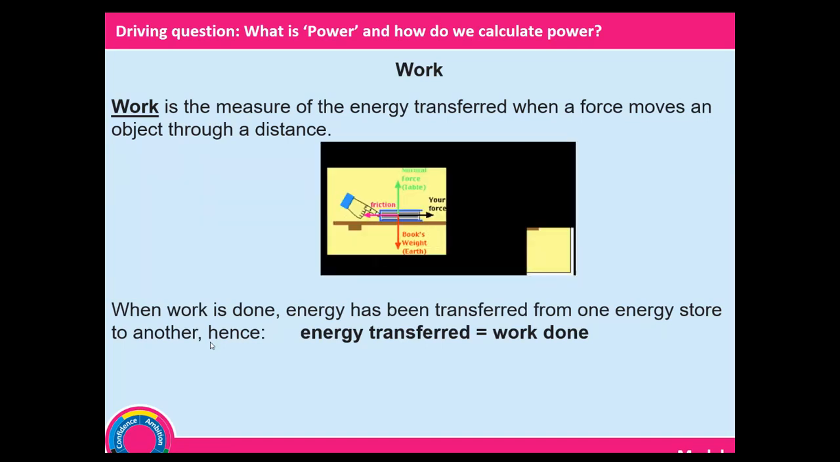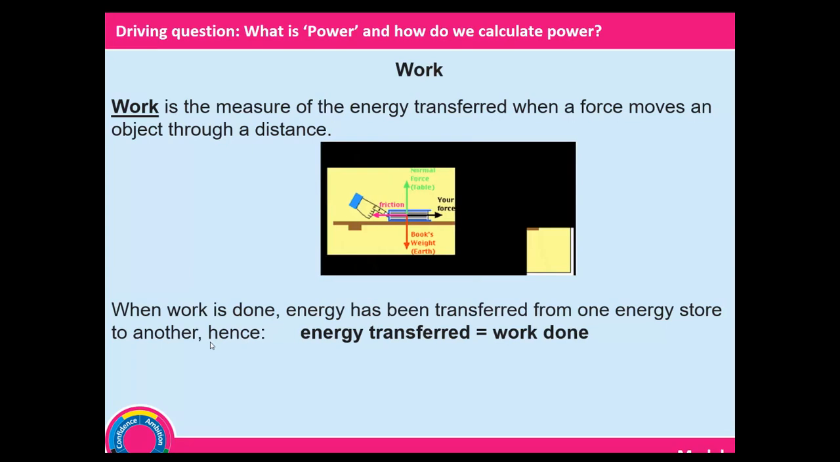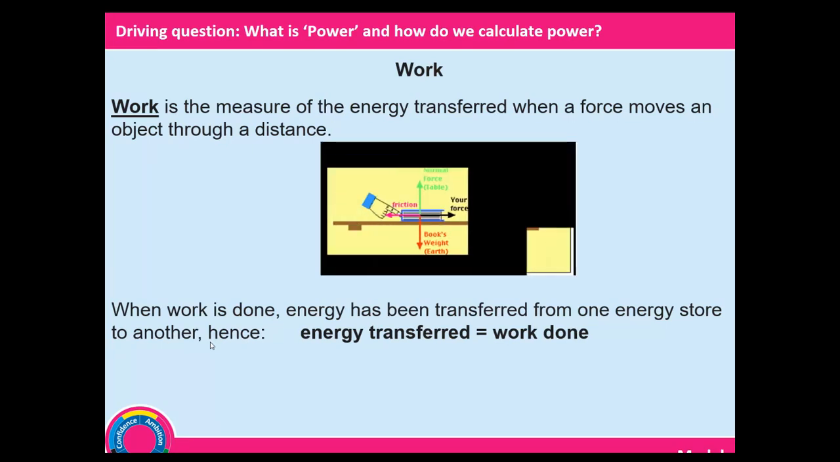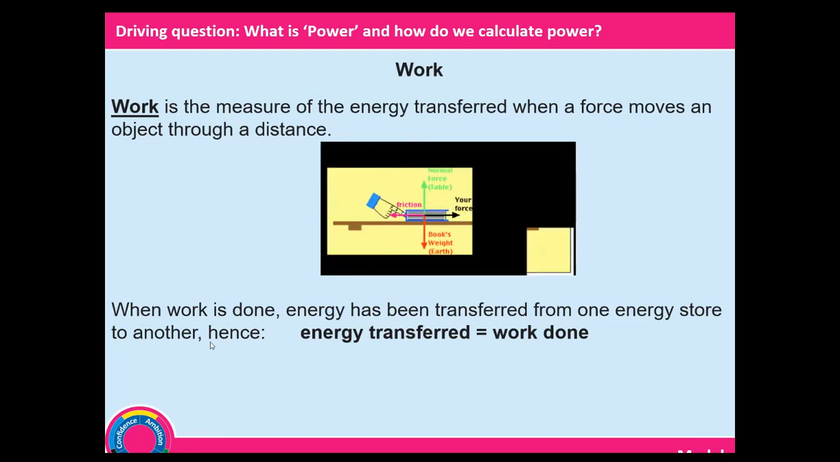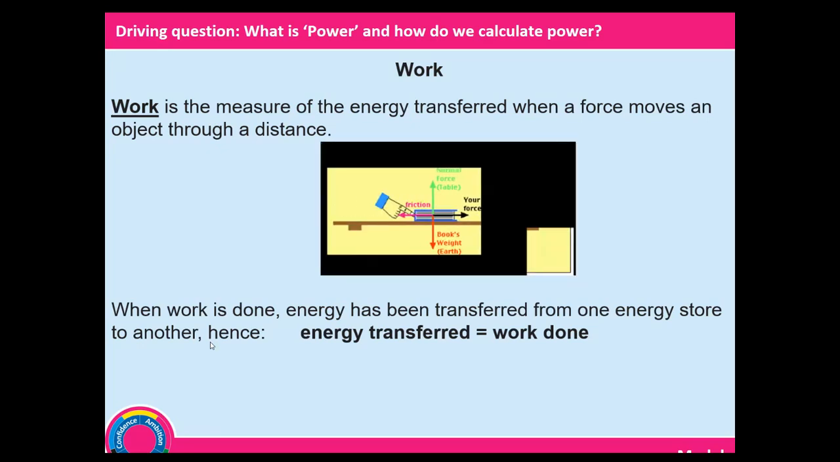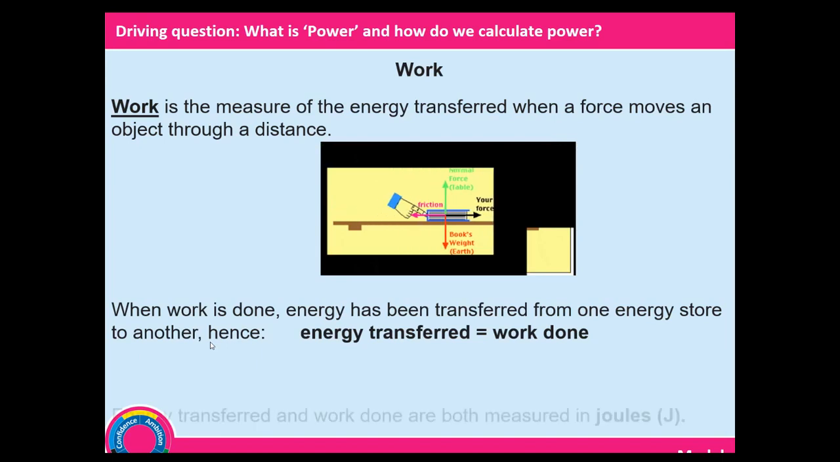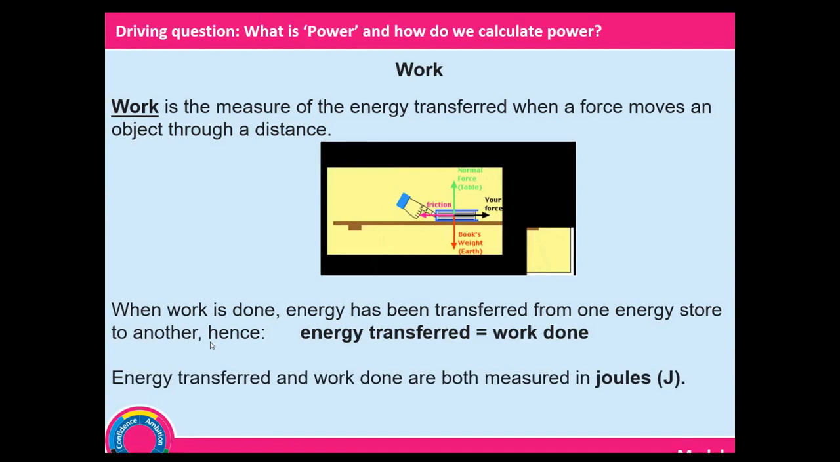Now, in this example, the chemical energy in your muscles, which you've got from your food and oxygen, is transferred to kinetic energy to move the book along the table. So energy is transferred from the chemical energy in your muscle to kinetic energy. So energy transferred and work done are both measured in joules.